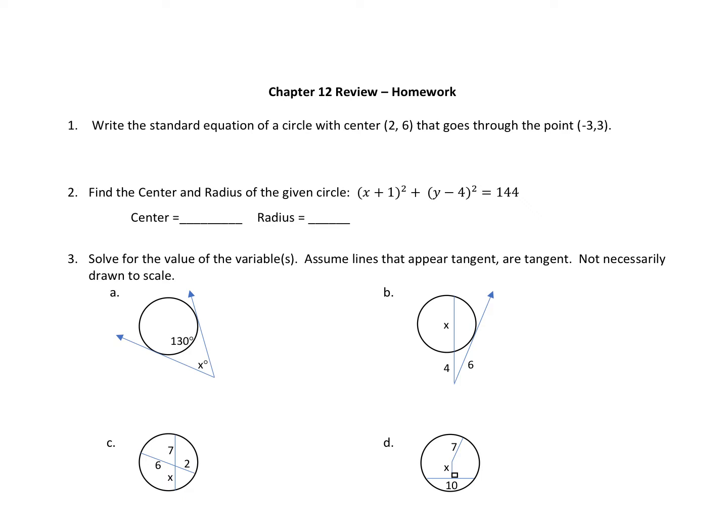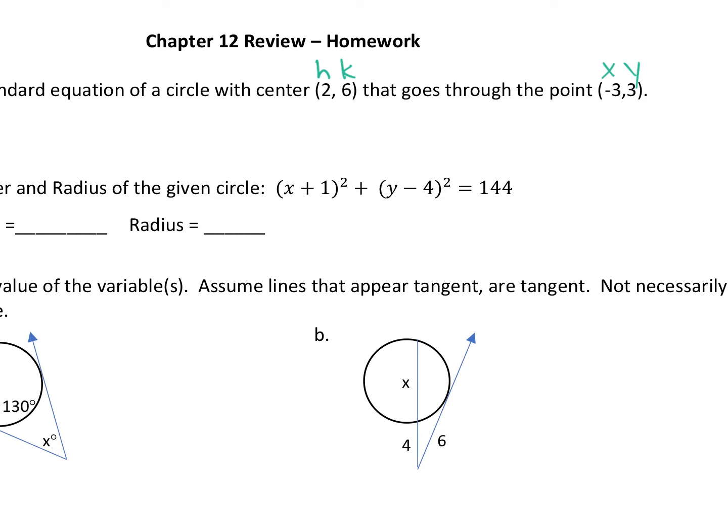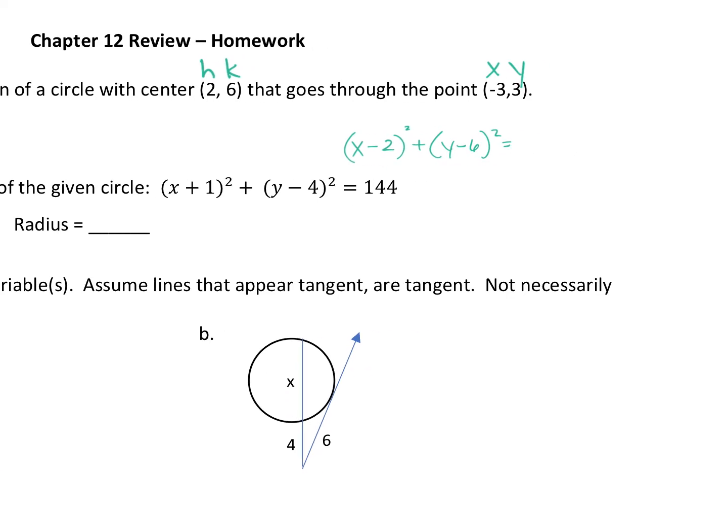So, standard equation where the center is 2, 6, so that's your h, k, and goes through the point. Remember, this is the one where I said write the answer first, so x minus your h value squared plus y minus your k value squared equals the radius squared. So this is your answer, but we've got to figure out what goes here.